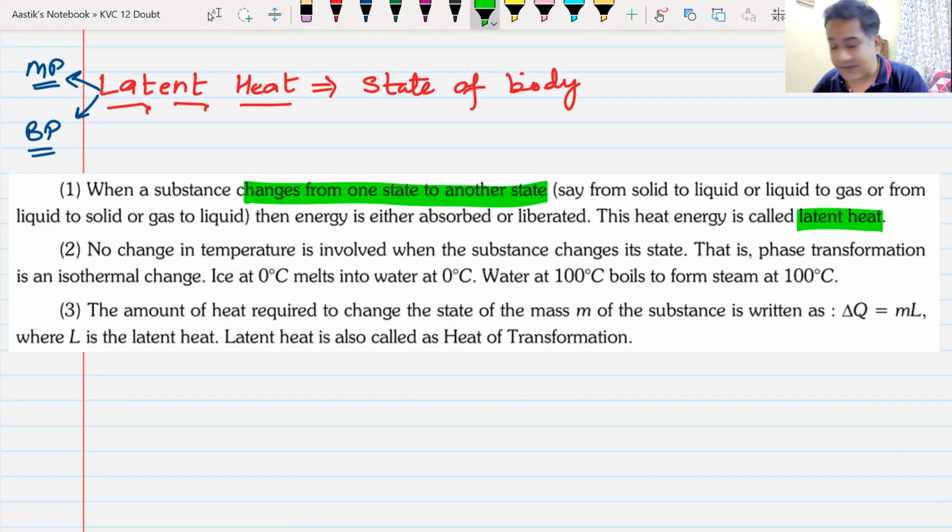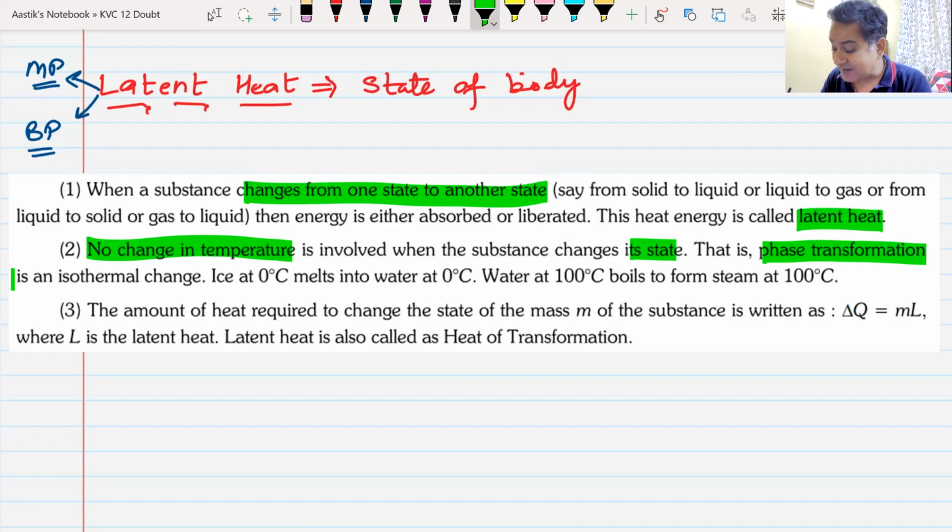This heat is known as latent heat, hidden heat, because normally what we understand by heat is you give heat, temperature changes. Here temperature does not change. No change in temperature is involved, only change in state. It is also known as phase transformation heat. Remember, it's an isothermal change. So if someone asks for an example of an isothermal change, ice melts into water, water boils into steam.